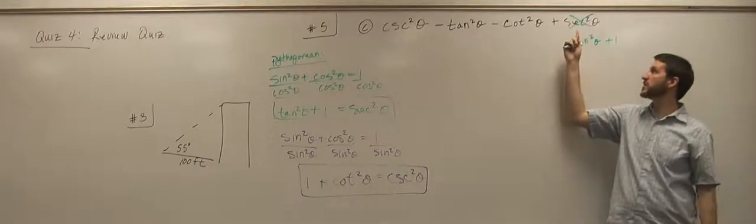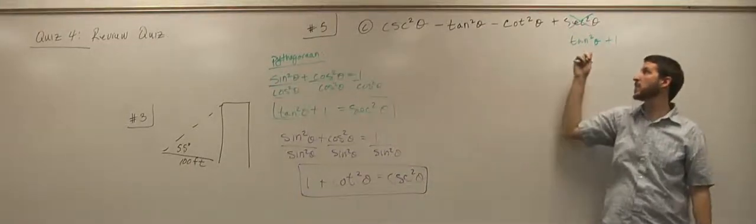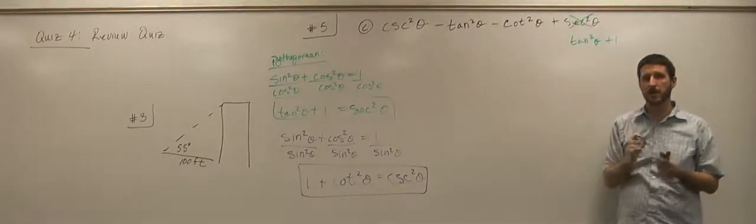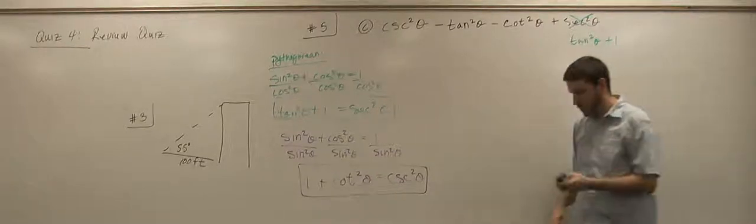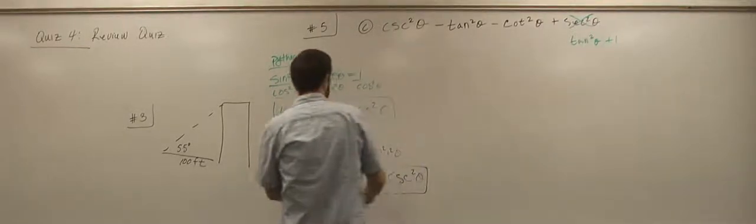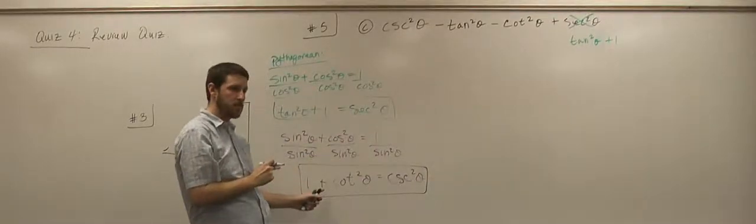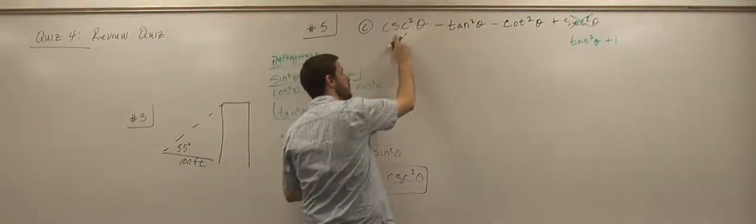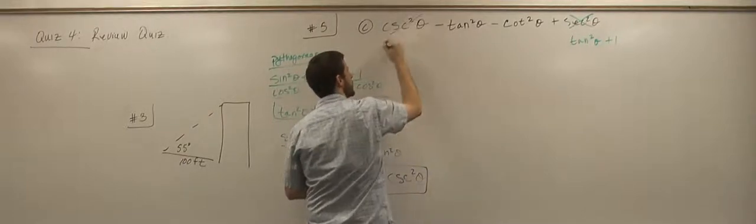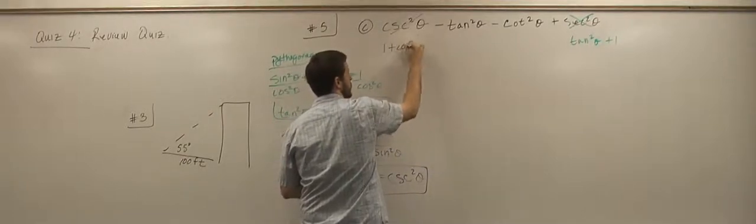What that does for you is it gives you a problem where you have a tangent squared and a tangent squared, so now you can combine it. And you can do the same thing with cosecant squared. Cosecant squared is equal to 1 plus cotangent squared. So in place of cosecant squared, I'm going to get rid of it and substitute in 1 plus cotangent squared.